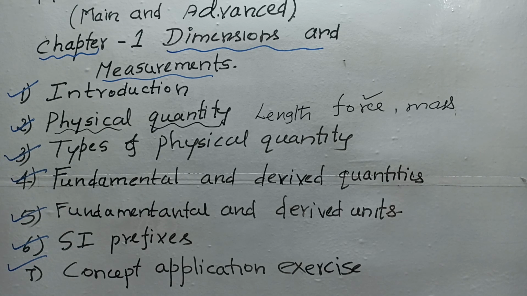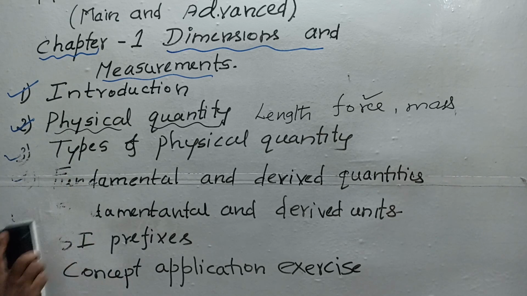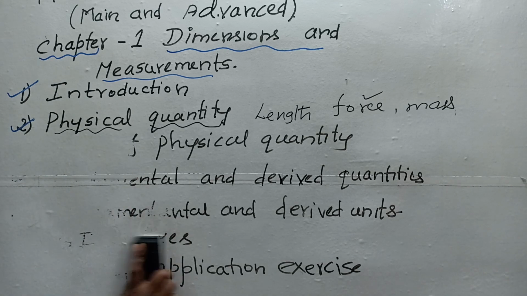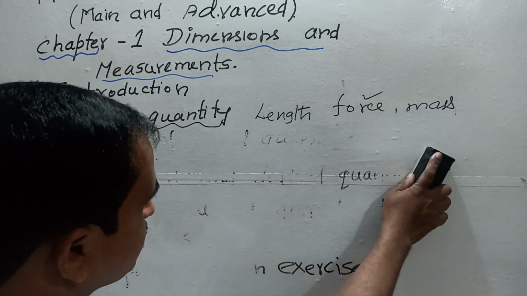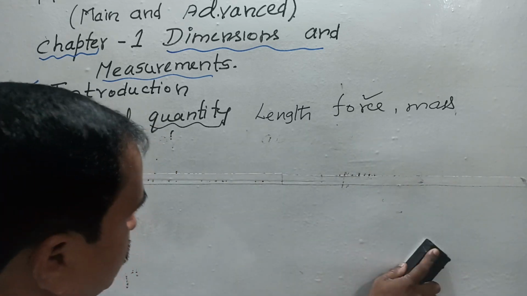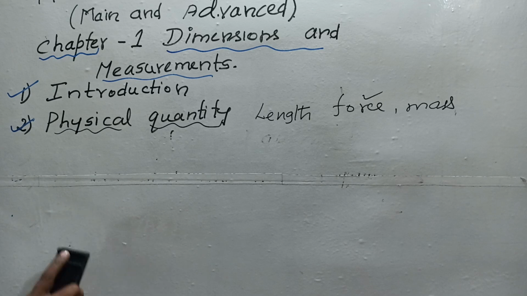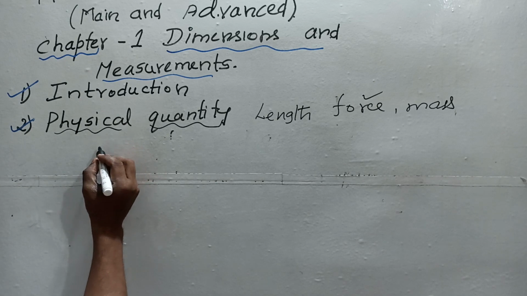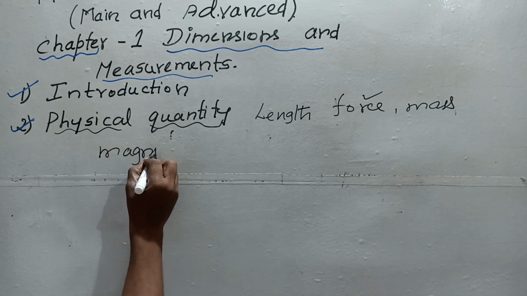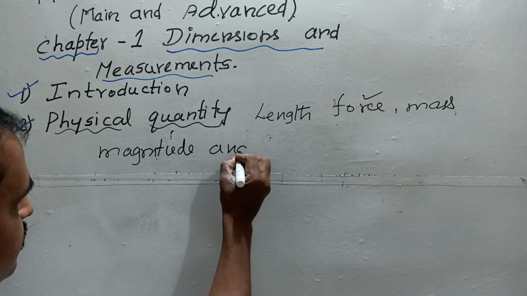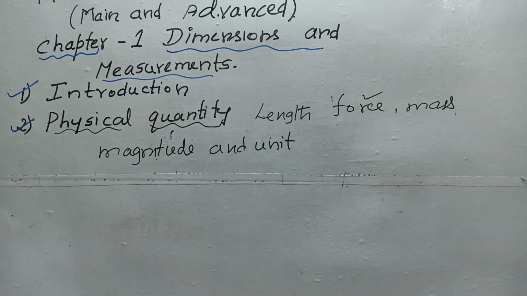A physical quantity is represented completely by a magnitude and unit. Let us try to understand what is the meaning of magnitude and what is the meaning of unit. A very important factor: a physical quantity can be represented by a magnitude and unit.